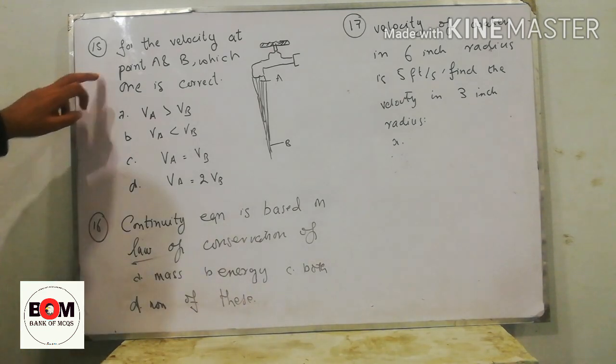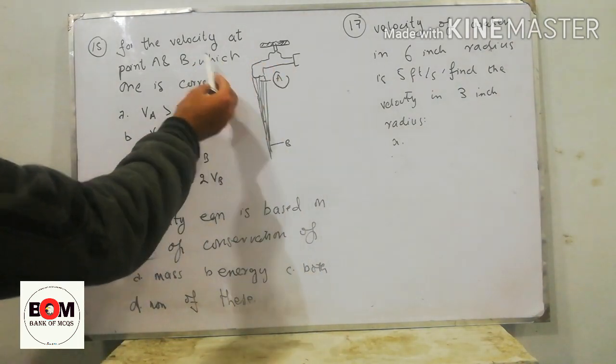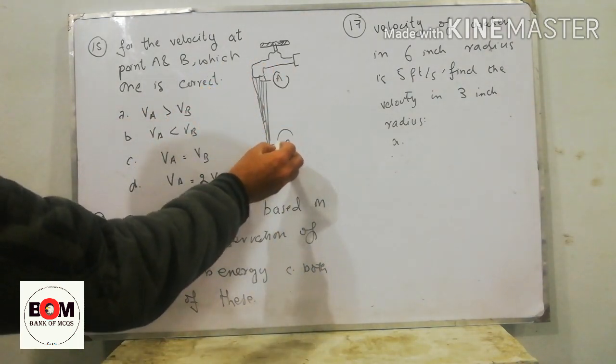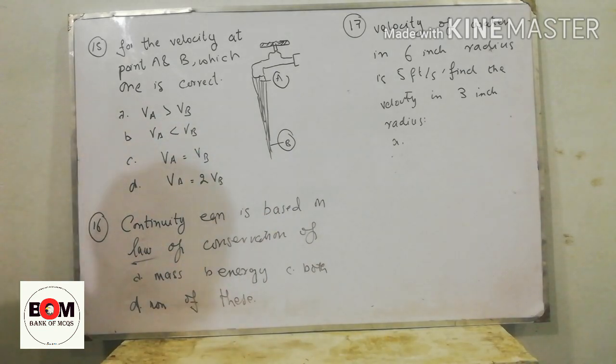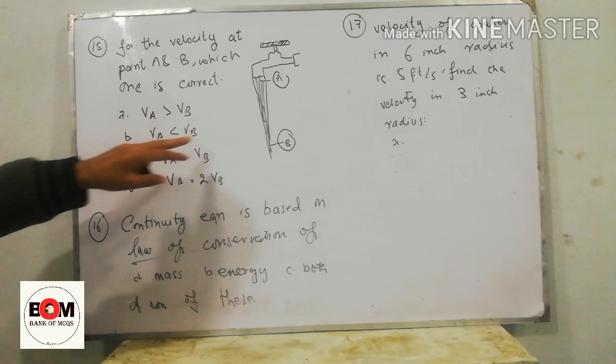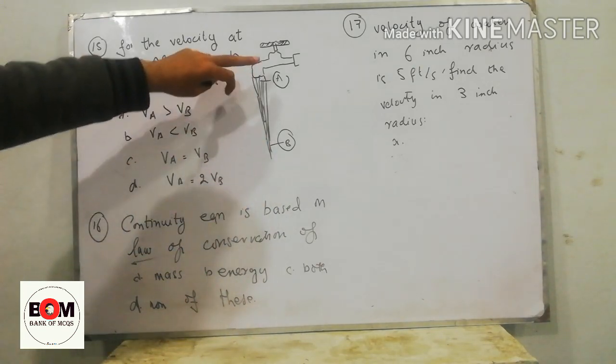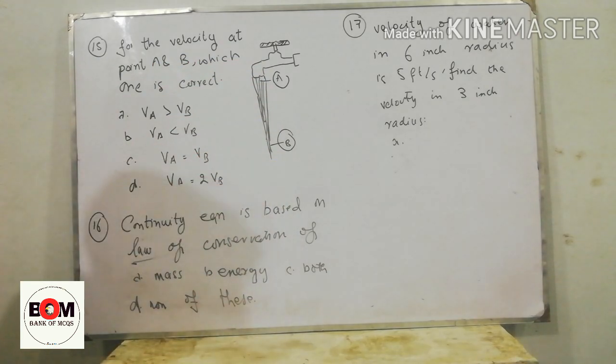MCQ number 15 is about the velocity at point A and point B. Which one is correct? The options are: velocity of A is greater than velocity of B, velocity of A is smaller than velocity of B, velocity of A is equal to velocity of B, and velocity of A is double the velocity of B.